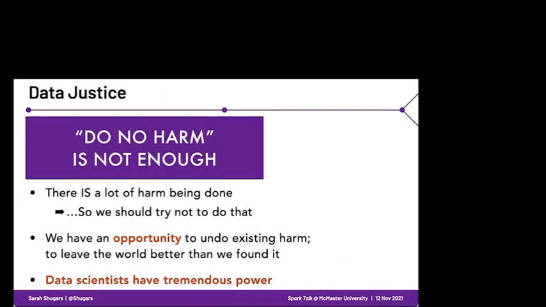So while unfortunately there is a lot of harm being done, from issues of data privacy to algorithmic bias to the spread of misinformation, if we're going to do computational social science, we definitely don't want to be part of the problem. But data justice also means that we have an opportunity to work towards undoing some of the existing harm, that we can use our work and our computational skills to leave the world better than we found it.